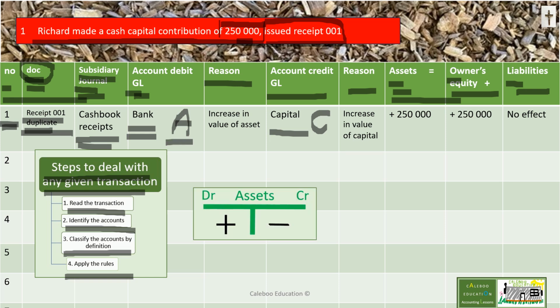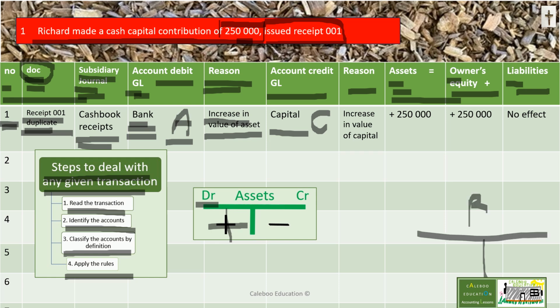Now bank, we know, is an asset. It fits the definition of an asset, a current asset. If the transaction results in the value of an asset increasing, it is debited. I'm applying my rules. And now under reason, I'm saying the account that is debited is bank. Why? There's an increase in the value of the asset in the books of the business.